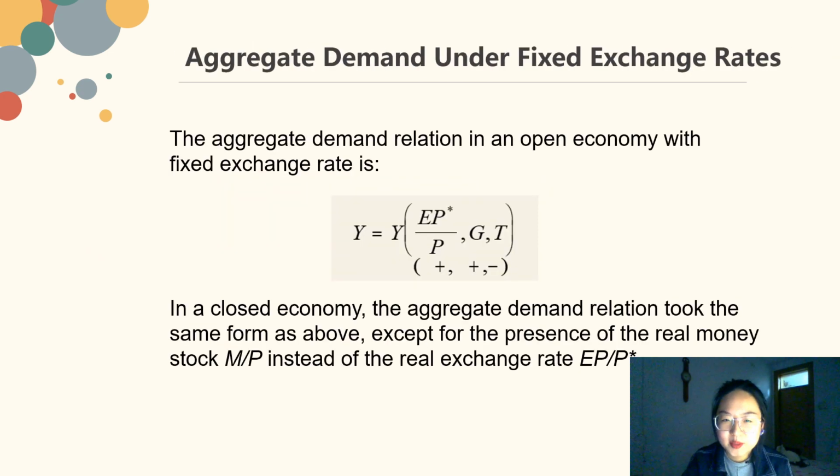At first I will explain aggregate demand under a fixed exchange rate. The aggregate demand relation in an open economy with a fixed exchange rate is the formula here. In a closed economy, the aggregate demand relation takes the same form as above, except for the presence of the real money stock, M divided by P, instead of the real exchange rate, EP divided by P star.